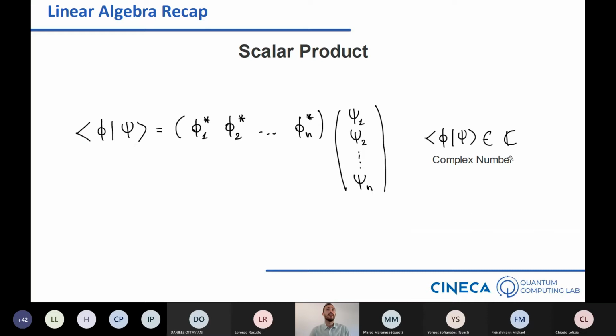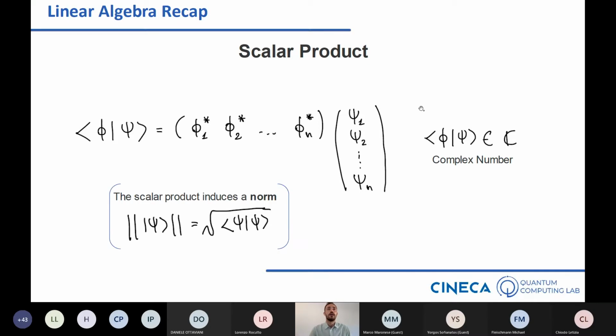So how do you do the scalar product? Very easily. It's a row times column multiplication, a matrix multiplication. You multiply phi1 complex conjugate times psi1 plus all the other pairwise terms, and of course you get a complex number. This is the scalar product. You can also introduce a norm, which is the square root of the scalar product of the vector with itself.